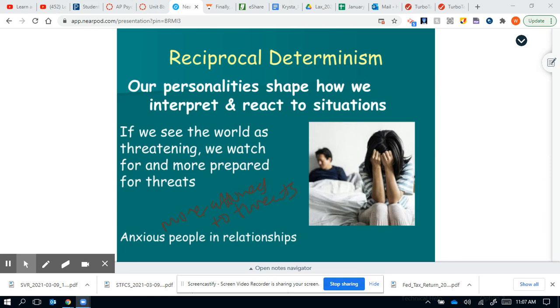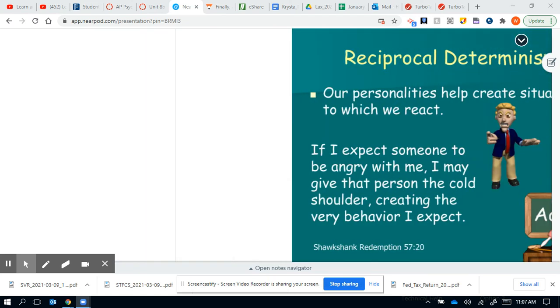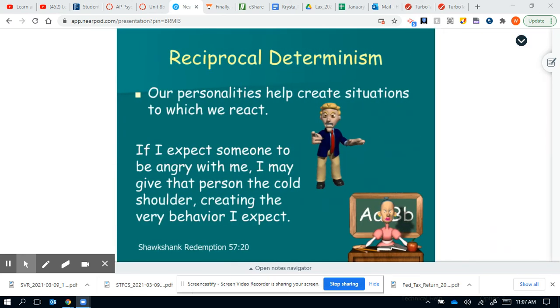And that's the last thing with this. Our personalities help create situations to which we react. Okay? A person who's worried all the time that their boyfriend or girlfriend is going to leave them, eventually that person's going to get tired of it and is probably going to try to break up with them.